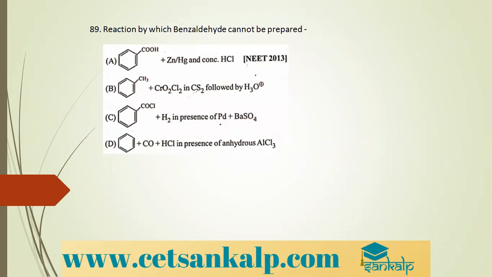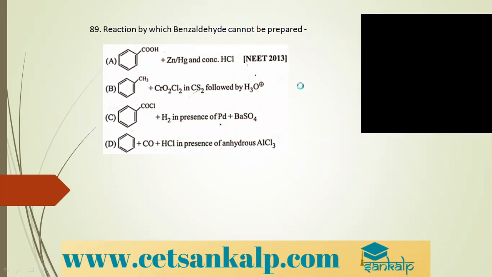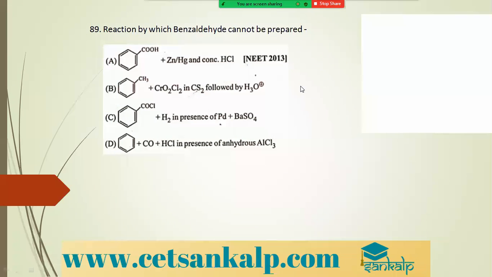Reaction by which benzaldehyde cannot be prepared. So by which reaction benzaldehyde cannot be prepared? If you want to prepare it, benzoic acid, zinc amalgam and concentrated HCl. If you see second reaction, toluene, CrO2Cl2, Etard's reaction, we get benzaldehyde. COCl, H2, this is Rosenmund's reduction, we get benzaldehyde. Gattermann-Koch reaction, we get benzaldehyde. But with COOH, we do not get.